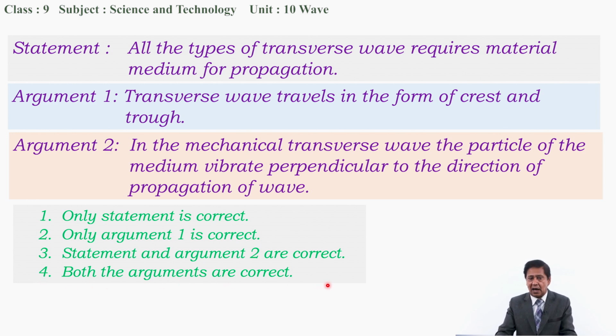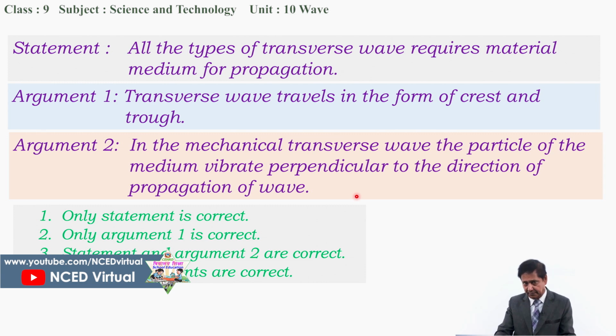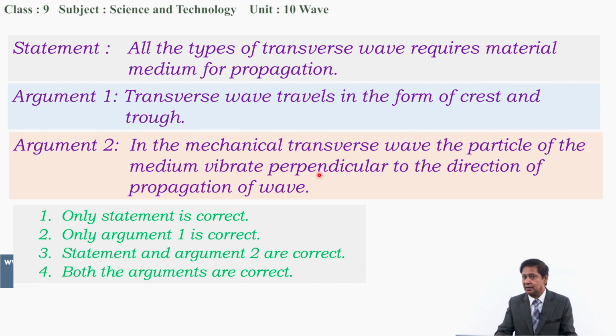Both the arguments are correct. Is this so? Argument 1 is correct, as decided previously. Argument 2: in the mechanical transverse wave, the particles of the medium vibrate perpendicular to the direction of propagation of wave. Is this correct? In a mechanical transverse wave, particles vibrate perpendicular to the direction of propagation of wave, at right angle to the direction of propagation. Yes, this is correct. That's why option number 4 is correct. Both the arguments are correct.